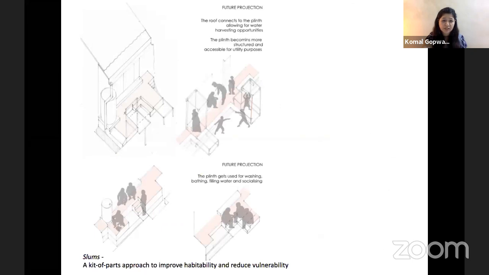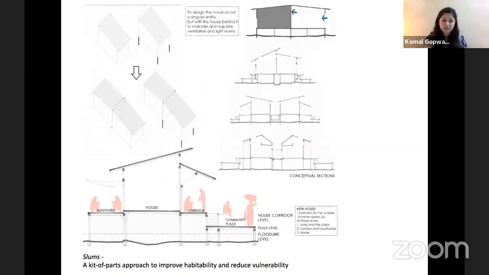There was a future imagination of the slums because many things happen at the plinth. People occupy the plinth more than they are inside the houses, and it becomes a space to wash utensils, wash clothes, and also for the children to play. So it was articulated in a way that it could add to the community infrastructure in the future.